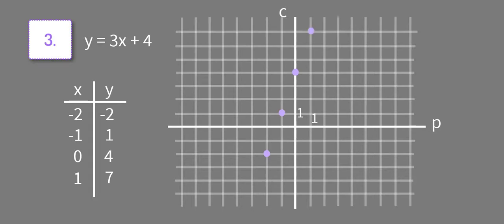And with this, since it's not just asking us to plot the points, it's asking us to graph the relationship, we know that we are going to graph a line here. So we just draw a line through the points, and that is going to be the graph of y equals 3x plus 4.